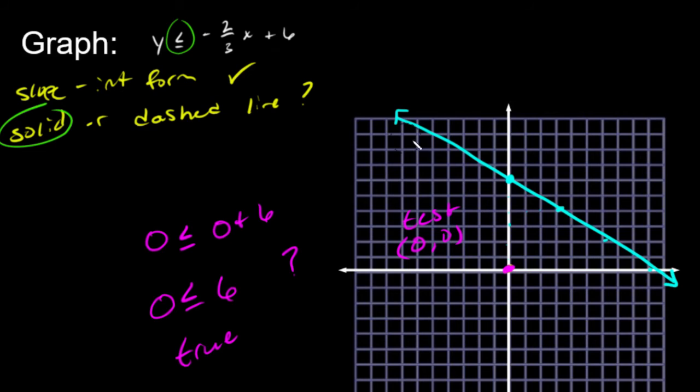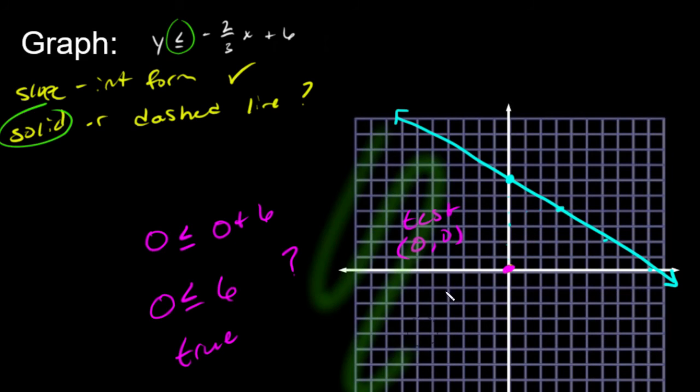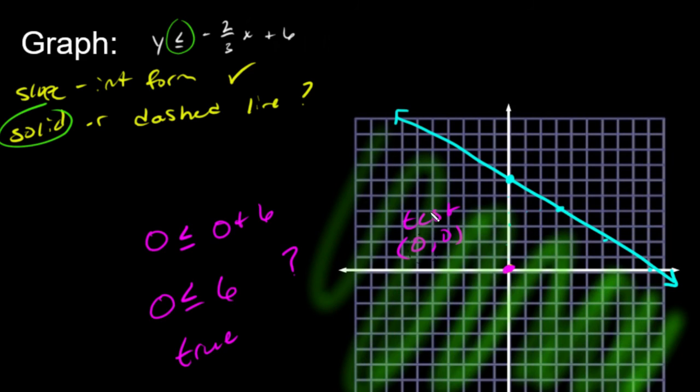So remember, this serves as a boundary line between all of the solutions and all of the not solutions. So if this one is a solution, that means everything else over here will also be a solution. So all of these points are solutions. And there's my shading. And so I'm done.